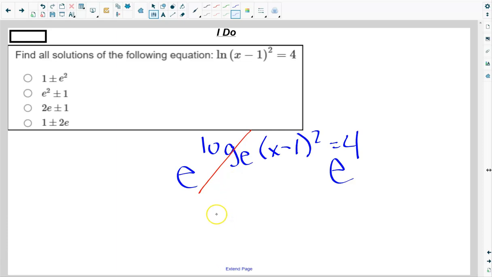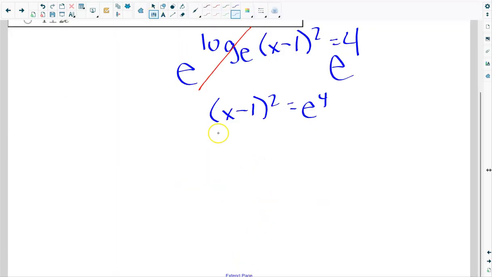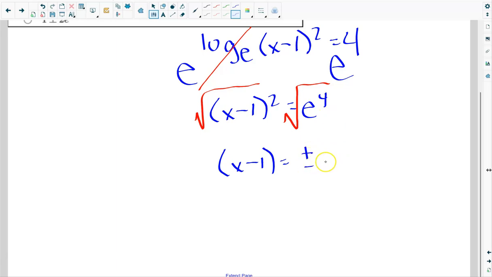So we have x minus 1 squared equals e to the 4th, plus, oh, sorry, jumping the gun here. I'm pretty sure I know where half of us went wrong. Everyone should have gotten this far. The next step here is the opposite of a square, which is square root. And when you do this scenario, you do get a plus or minus.